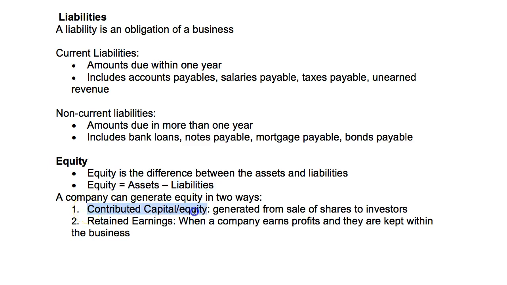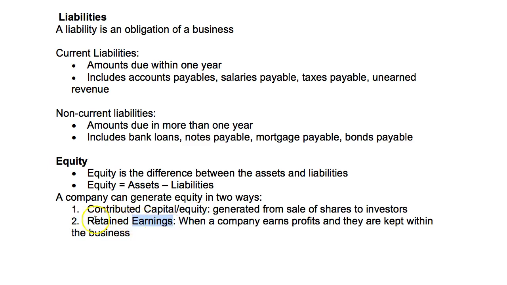The first one is the contributed capital, also known as contributed equity. This is the amount that is generated from the sale of shares to investors. This is where the investor has invested money into the business in exchange for a share of ownership in that business. The second item is retained earnings.